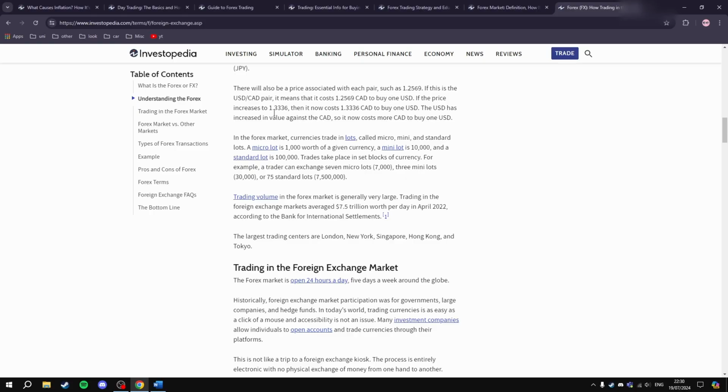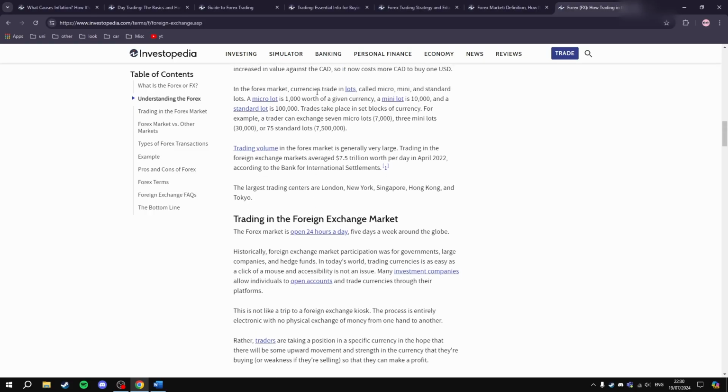If the price increases to 1.3336, then it now costs 1.3336 CAD to buy 1 USD. The USD has increased in value against the CAD, so it now costs more CAD to buy 1 USD. In the Forex market, currencies trade in lots called micro, mini, and standard lots.